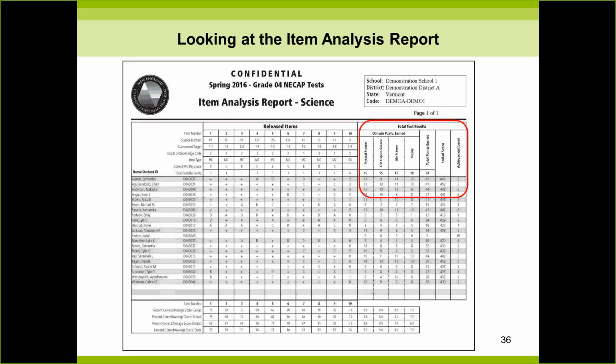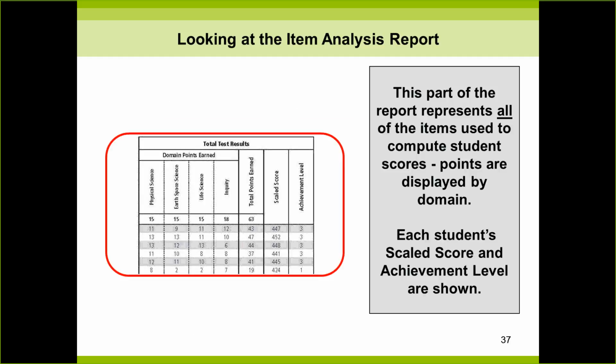Now we'll look at the key terms and symbols used in the total test results section of the item analysis report. This part of the report represents all of the items, not just the publicly released items used to compute student scores. Points are displayed by domain. Each student's scaled score and achievement level are also displayed in this report.